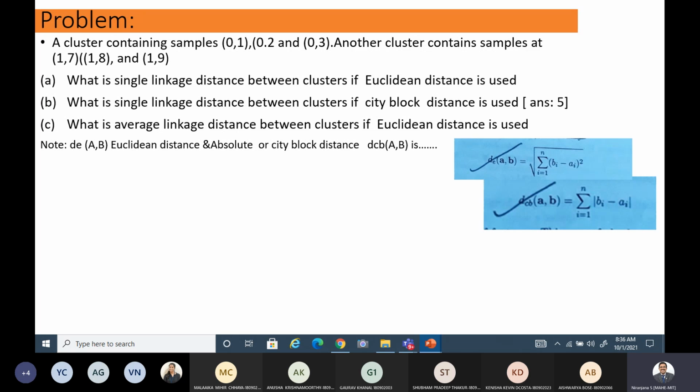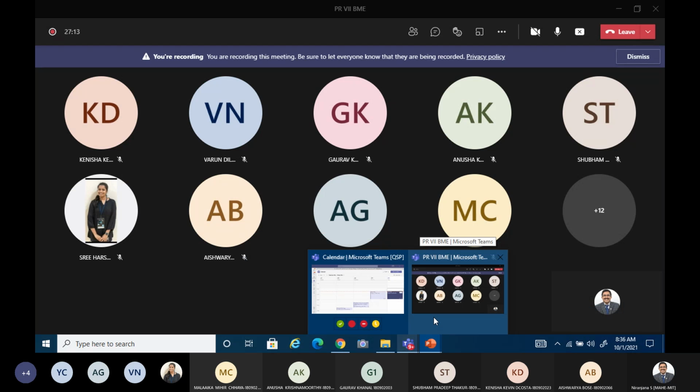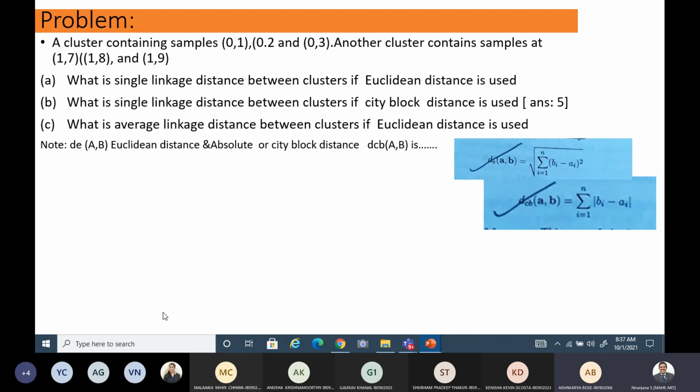Okay, going to a simple example here. One more example is given. Can you go through the question given here? What you understand from the question, you tell me. One problem is given here. Can anyone unmute and read this? Aishwarya, are you able to see the slide? Yes, sir.